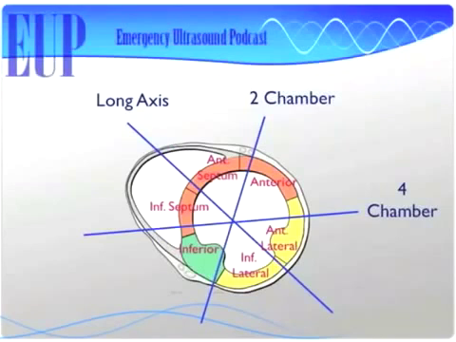And then we can actually look at the different windows as they correspond to the short axis. So here the long axis runs through the anterior septum and then through the lateral wall. The 2-chamber runs through the anterior wall and the inferior wall, and then the 4-chamber runs through the anterior lateral and the inferior septal walls.